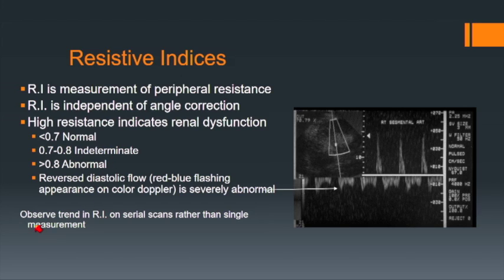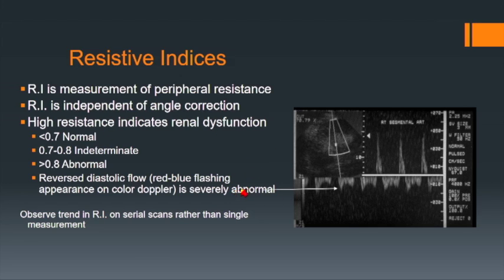And it's particularly important to observe the trend in the resistive index on serial scans rather than rely on a single measurement. I.e., you should see if the RIs are rising on serial measurements or falling. And the most severe form of elevated peripheral resistance is when the diastolic flow is reversed, as on this image here, where you have forward flow in systole but reversal of flow in diastole. This indicates very high resistance and is a sign of severe abnormality.